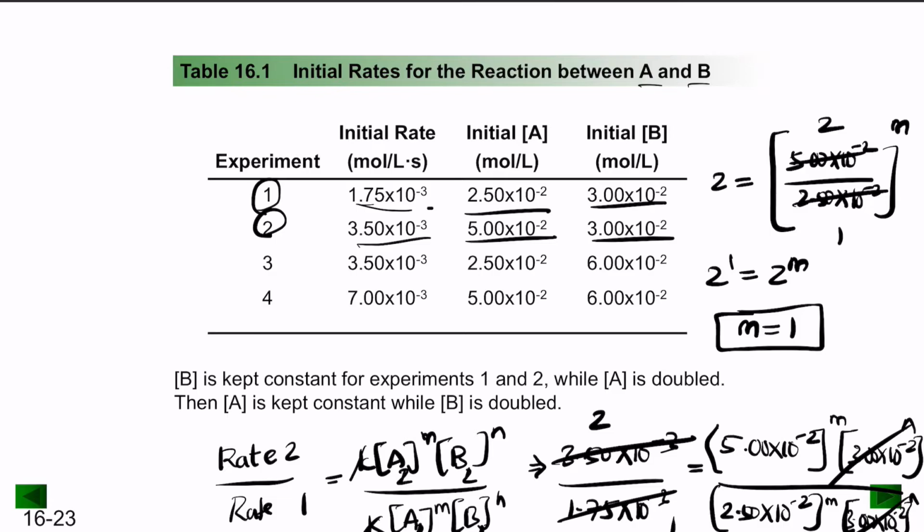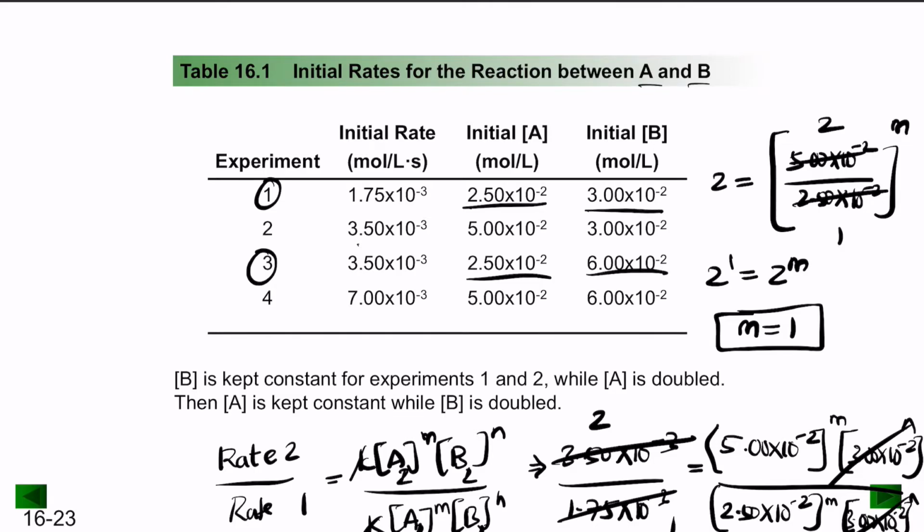Now we have to determine n. Notice that in the first case, we kept B constant and we changed A. In the next experiment, we have to keep A constant while we change B. So here we can consider experiments 1 and 3. In 1 and 3, notice that A is being kept constant while B changes.